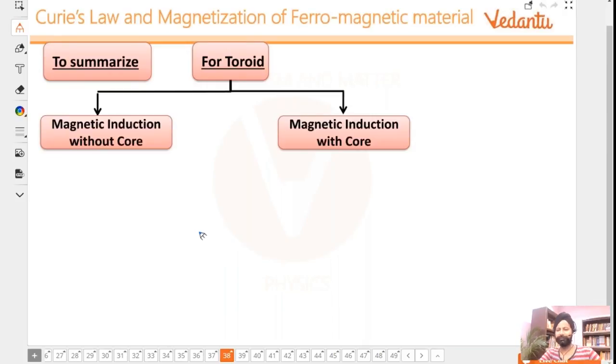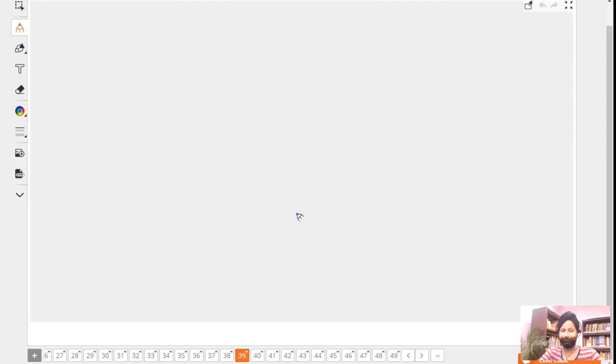So now we are going to summarize what we did via these slides. And these slides are really useful. So pay extra attention here also. So toroid, we studied magnetic induction without the core and then with the core. Core was that soft iron thingy that we introduced there.